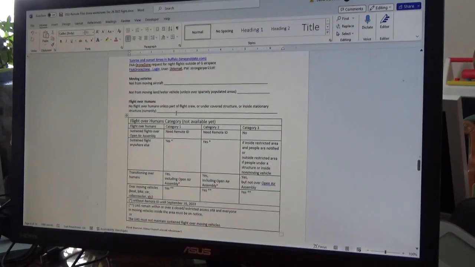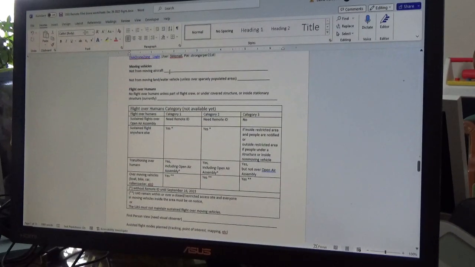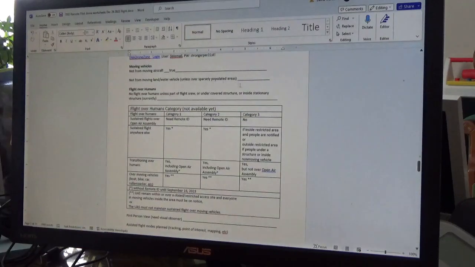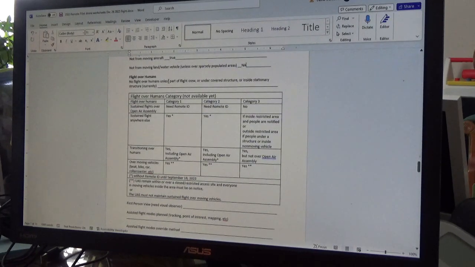All right, moving vehicle, not from a moving aircraft. True, we're not going to be flying a drone. I can't fly a drone from an aircraft. Not from moving land, water, vehicle, unless over a sparsely populated area. We're not going to be flying from a moving car or boat or bike. Kind of crazy. Or a roller coaster. Kind of crazy, the FAA regulations, what they put in that.